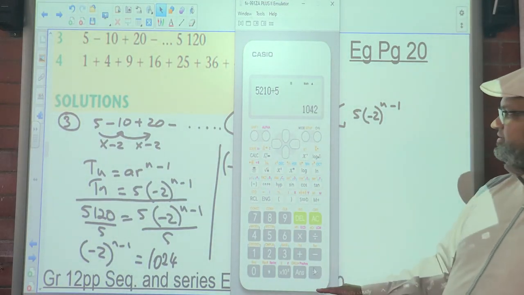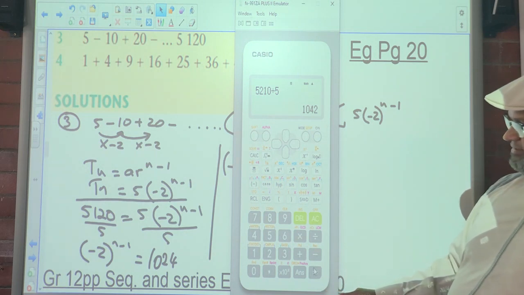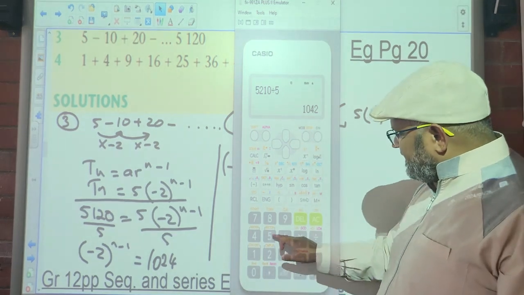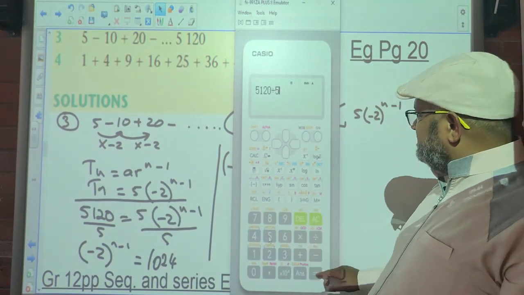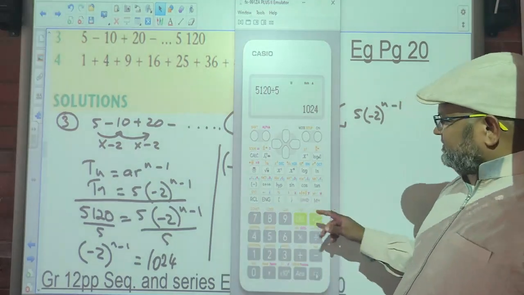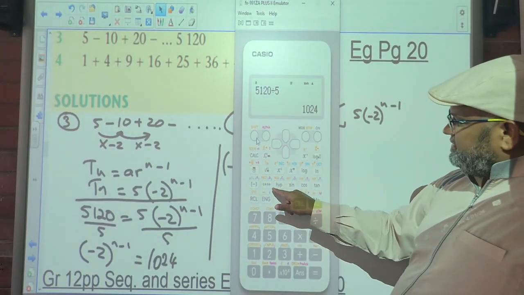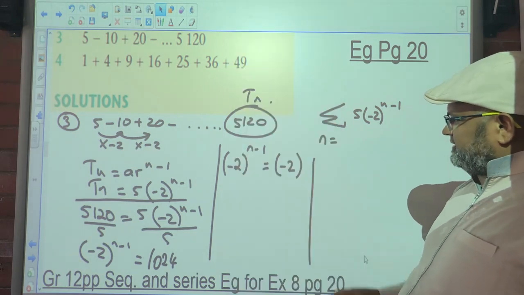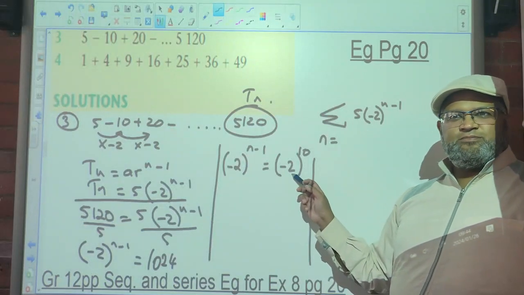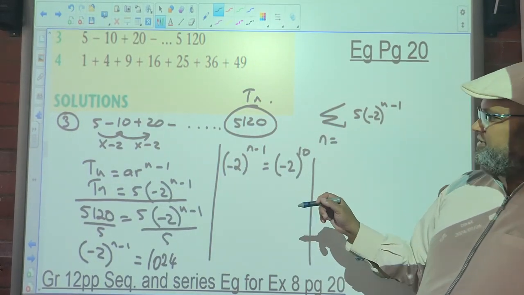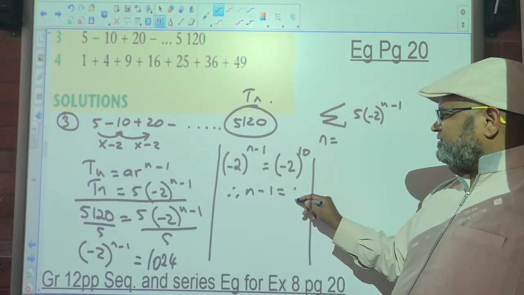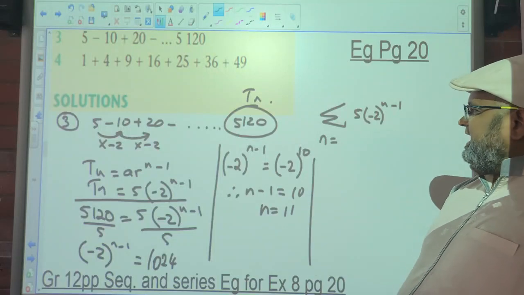Okay? So we say 1024, shift, factorize. 5120 divided by 5 is 1024. I was thinking of the even exponents here. I press shift, factorize. It's 2 to the 10. And that confirms what we just said, this has to be even. So when bases are the same, exponents are equal. Therefore, n minus 1 is equal to 10. So n is equal to 11.